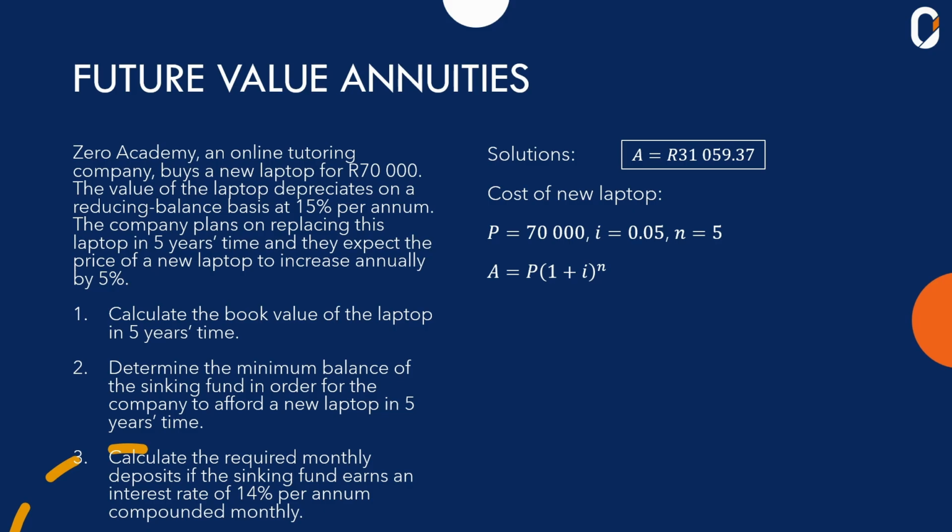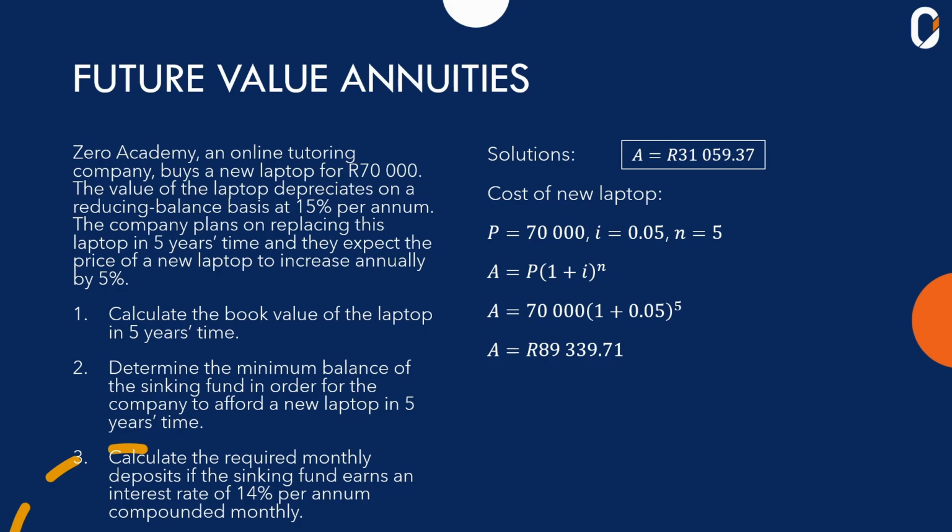And now substituting my values into this new equation, I will have A is equal to 70,000 times (1 plus 0.05) all to the power 5, and that will give me an accumulated amount of 89,339.71 rands. This will be the price of the new laptop in 5 years' time, when the old one is now worth 31,059 rands 37 cents.